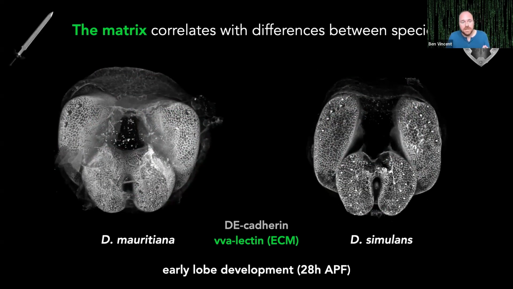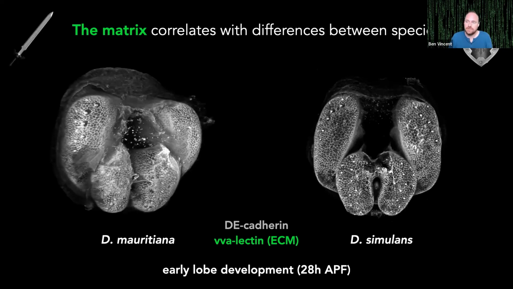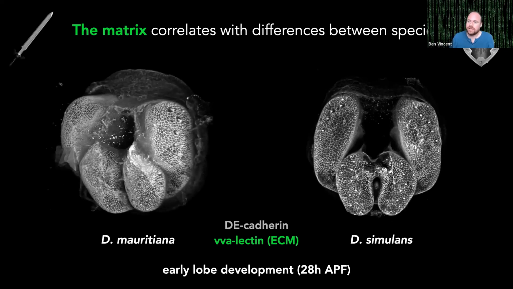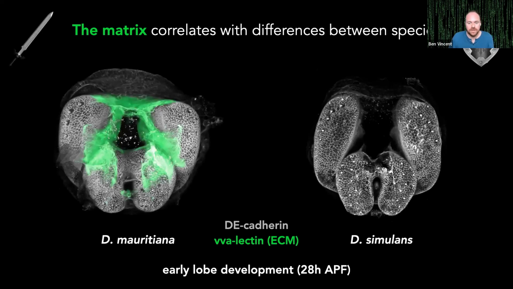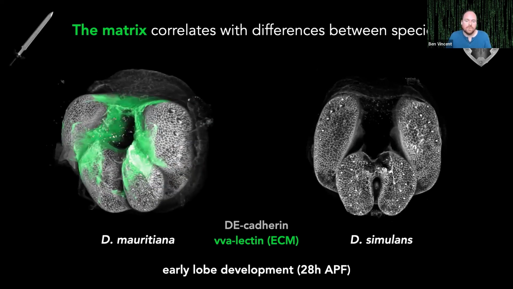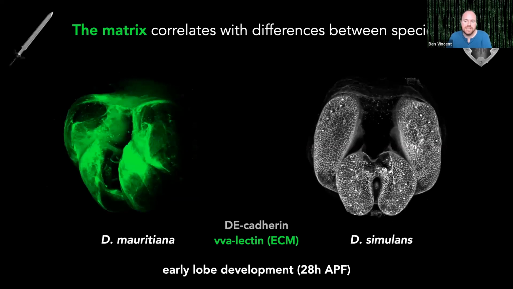So in these samples, the lobe hasn't yet started to form. So I'm first going to rotate the Mauritiana sample to show you the surface. Then I'm going to light up the matrix in green here. And then when I take away the cell outlines, you can see that the ECM casts this net toward the cells that are eventually going to form the sword, and those connections only extend about partway up the tissue.